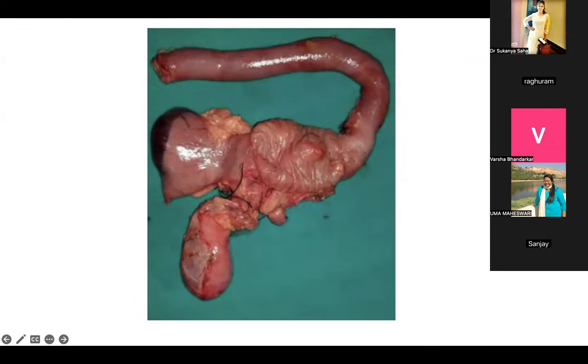If the patient is fit, we will give modified FOLFIRINOX or NALIRIFOX, or gemcitabine, nab-paclitaxel. Yes, you're right. So these three regimens are the standard regimens that you give in the metastatic setting. Okay, good.